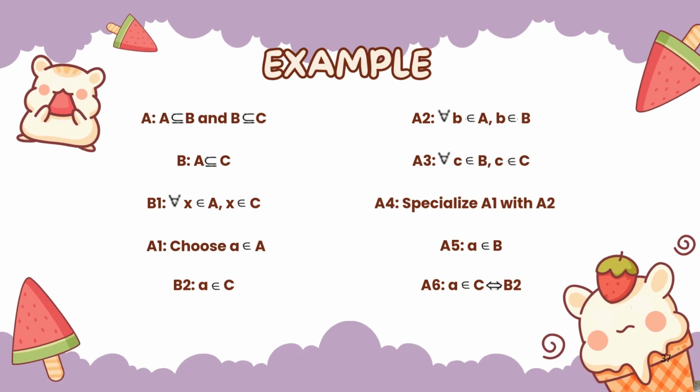Example 1: A is a subset of B and B is a subset of C. Prove A is a subset of C. B1, for all x element of A, x is an element of C. A1, choose a element of A. For B2, a is an element of C. A2, for all b element of A, b is an element of B. A3, for all c element of B, c is an element of C. A4, specialize A2 with a. A5, a is an element of B, so we get A6, a is an element of C, which is equal to B2.